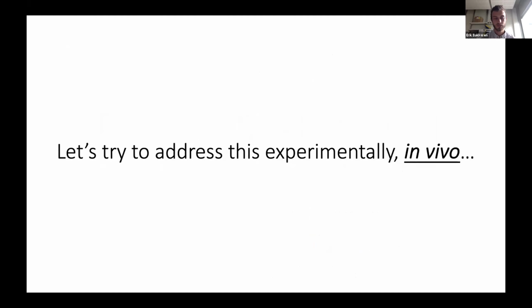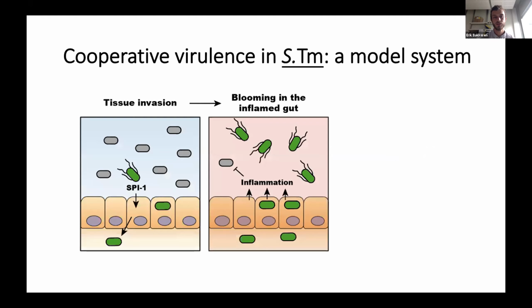There has been some work in vitro and also theory to support different aspects of this hypothesis. But to really look at cooperative virulence, it's very important to have relevant host infection models to capture the entire complexity of the system. So as Sarah introduced, in our lab we work with Salmonella, and we have some good mouse models to look at aspects of Salmonella infection biology.